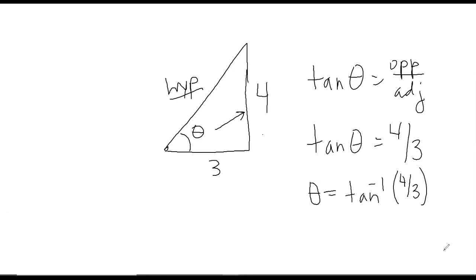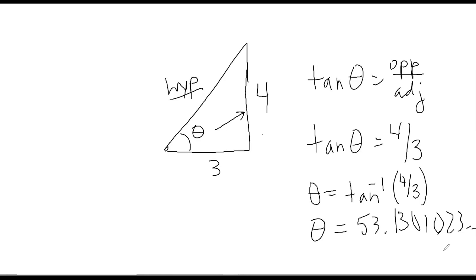On your calculator, you can do second tangent and then 4 divided by 3 equals. On your phone, make sure you do 4 divided by 3 equals, then inverse tangent. And for this one, I got theta equals 53.1301023, blah, blah, blah. It keeps going.